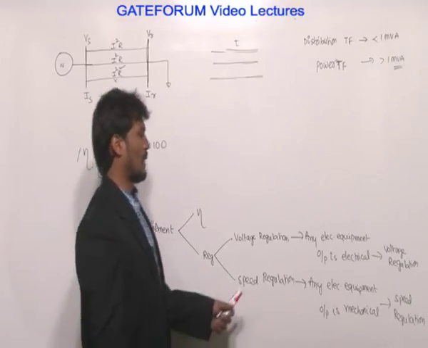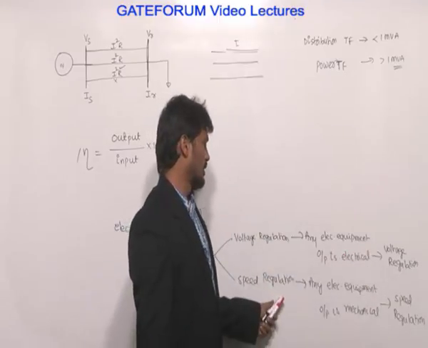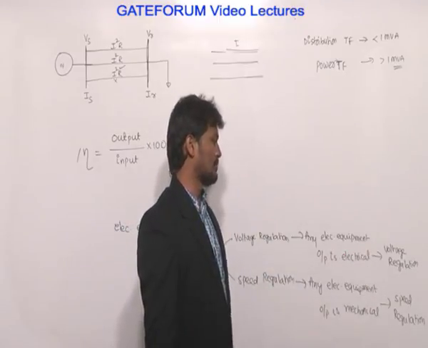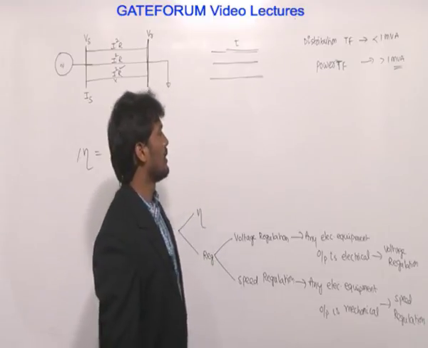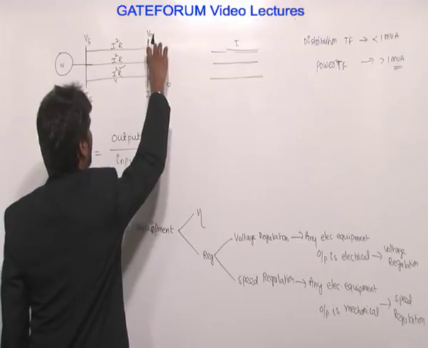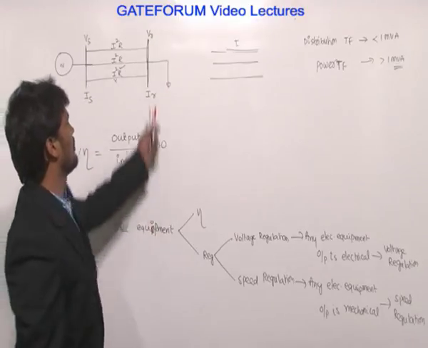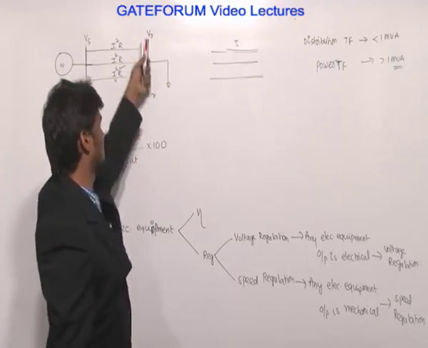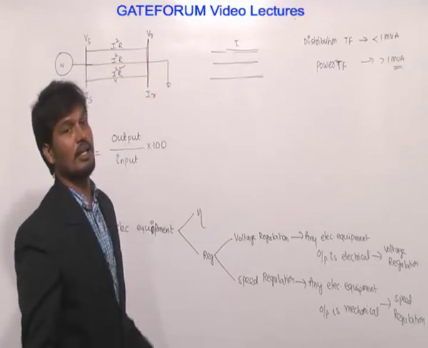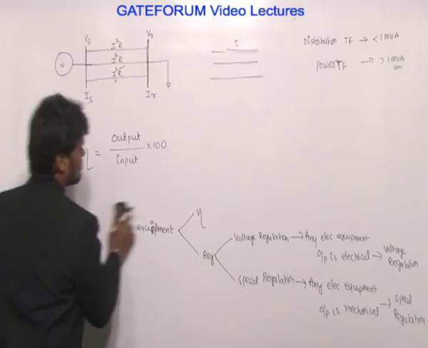Any electrical equipment which produces electrical output, for that we calculate voltage regulation. Any electrical equipment which produces mechanical output, for that we calculate speed regulation. Now in a transmission line, the output is electrical, so we calculate voltage regulation and then efficiency. Transmission line performance can be evaluated by efficiency as well as voltage regulation because the output is electrical. Now let us come to the discussion.